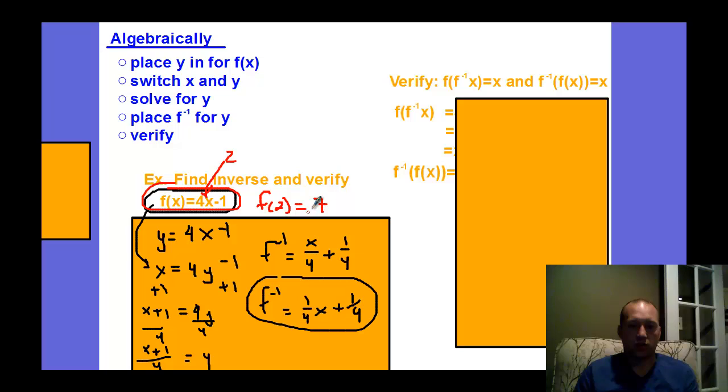The inverse function, if we take the result we get, we take the 7 and we plug it into the inverse function and then figure out what happens.